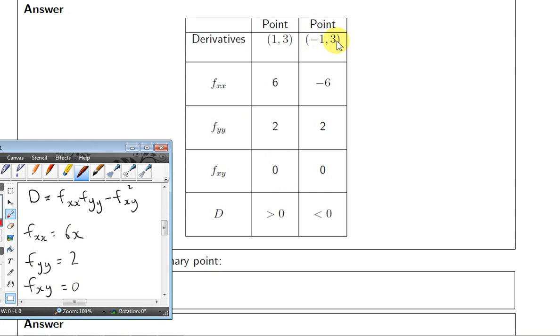Now for the point (-1, 3), we just need the x value to get f sub xx. 6 by minus 1 is minus 6. f sub yy is the constant 2. f sub xy is the constant 0.